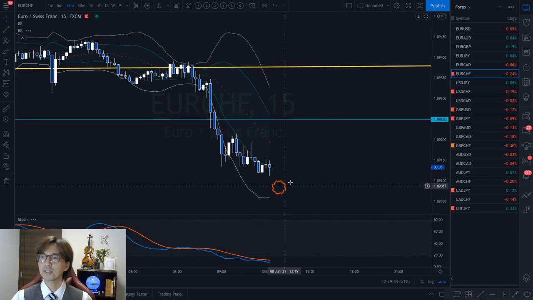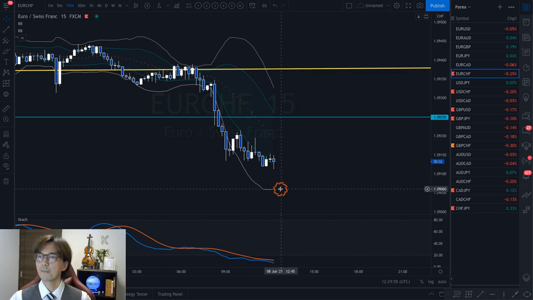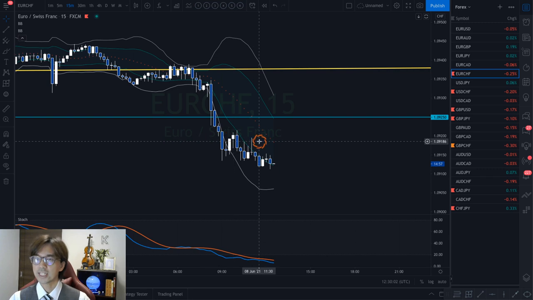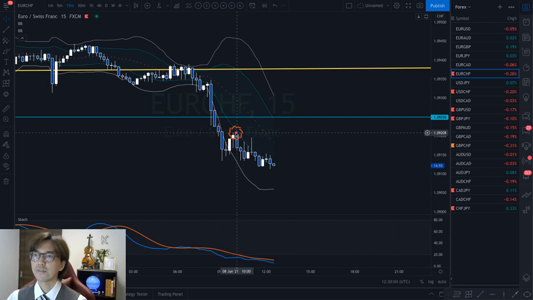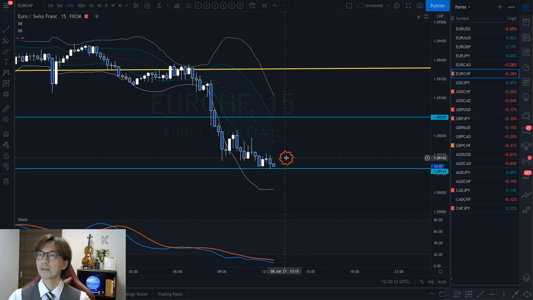I use Bollinger Band and Stochastics, and now the Bollinger Band is contracting. Stochastics has been dead crossing so far, and price has been going down on these reversing waves. So this is a nice downtrend. So I wait for the support line breakout on the 15. That will be one of the good signs to take a sell.